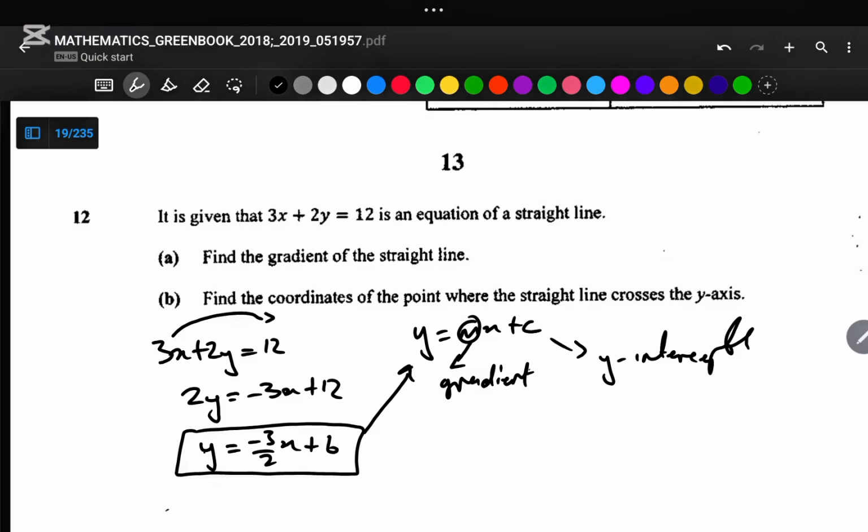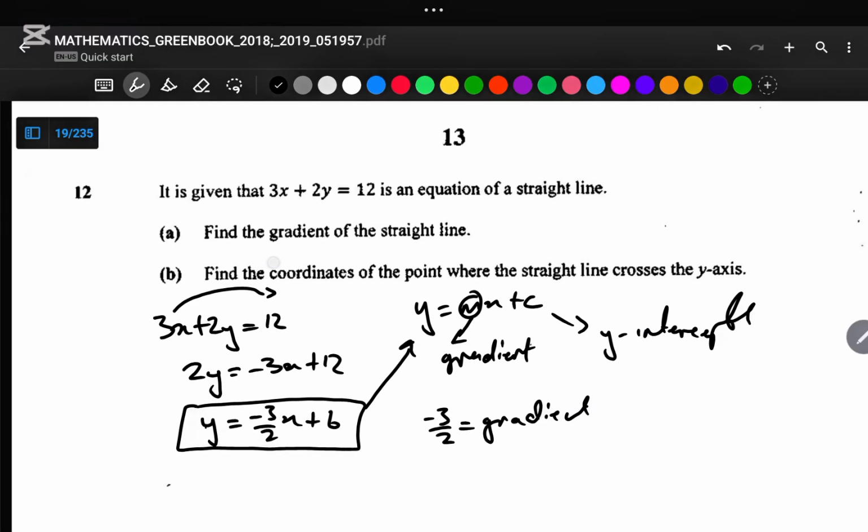So the gradient is the m term, and our m term in this equation is minus 3 over 2. So the gradient is equal to minus 3 over 2. And the y-intercept is equal to plus 6. But in the second part of the question, we are required to state the coordinates of the y-intercept, not just state 6.